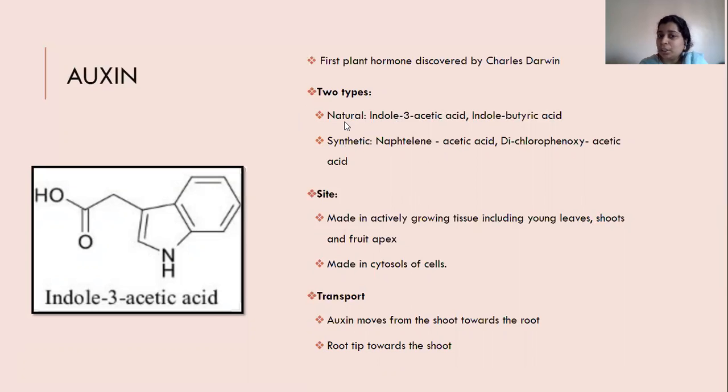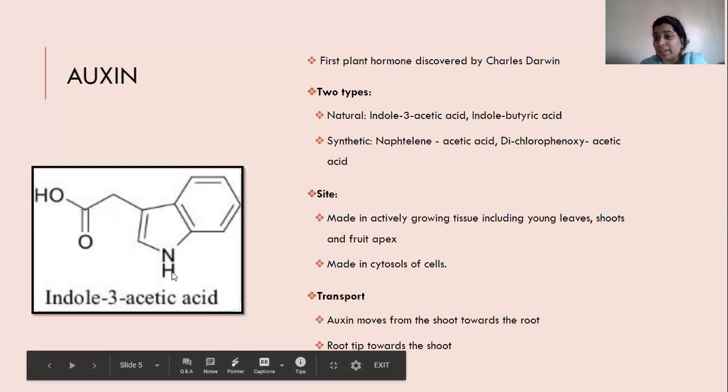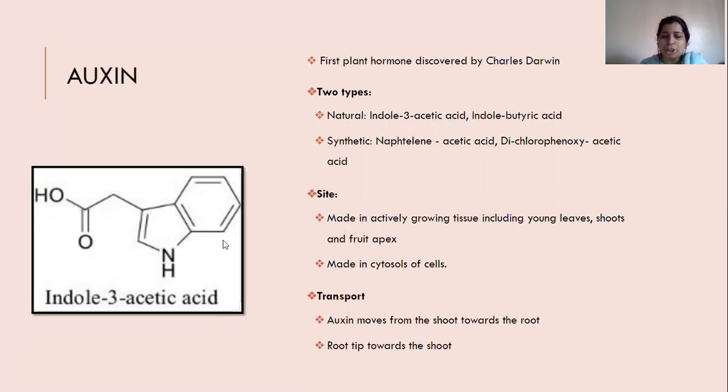One was natural, which we call indole-3-acetic acid and indole butyric acid. And then there is another one which is synthetic, that is, artificial. I'm just giving you two examples: naphthalene acetic acid and dichlorophenoxyacetic acid. Since they are chemical substances, they have a chemical structure. So this is the structure of indole-3-acetic acid.